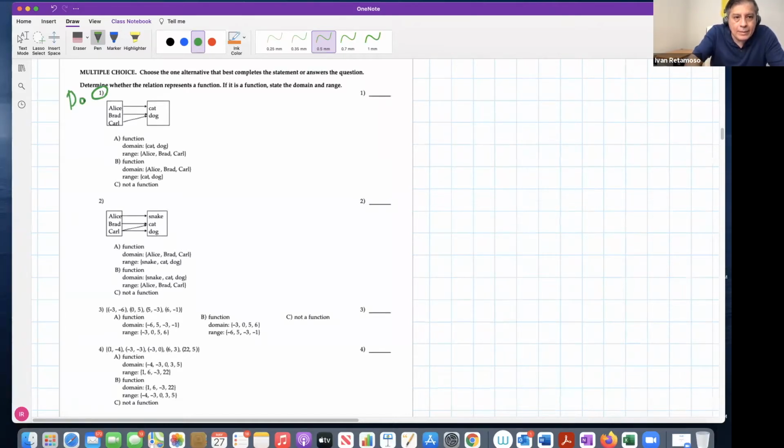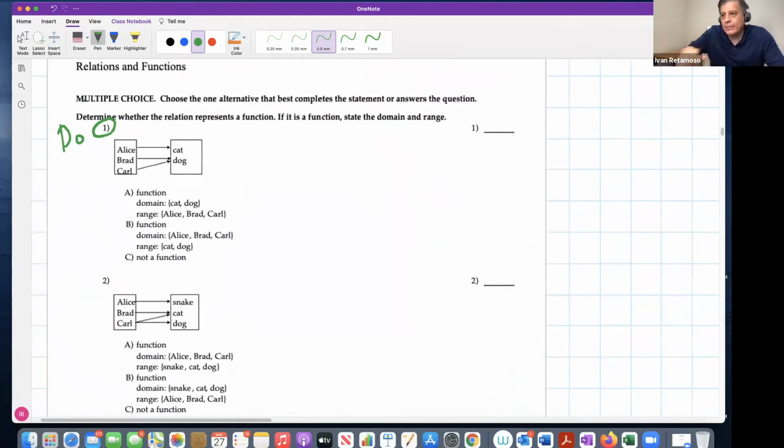Start with number 1. Based on the explanation, if they give you this function represented by sets and arrows, it says determine whether the relation represents a function. If it is a function, state the domain and range. And of course, if it is not a function, then you can say not a function, right? But can you figure this out? Number 1, take your time and figure this out.